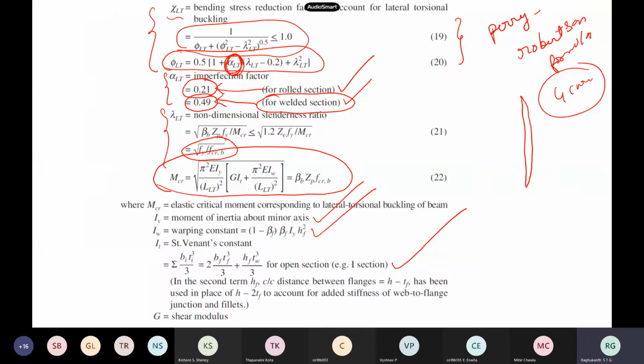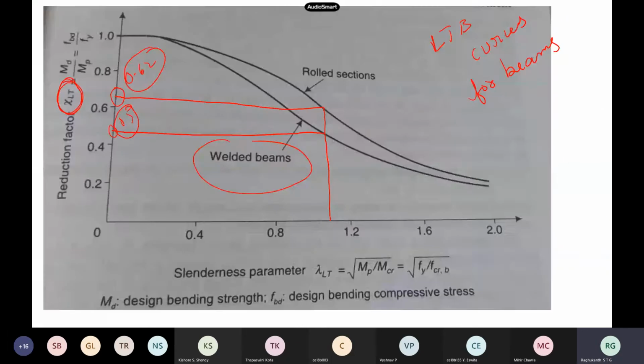So 2 curves, why do these 2 curves come? They come from this alpha, that is 0.21 and then 0.49. That is how the code says. Why will a welded beam carry less strength than a rolled section? The reason given is, welding, right? There may be a lot of imperfections, last time we have seen welding failures and others also. So that's why the welded beam's strength is decreased compared to the rolled cross section.